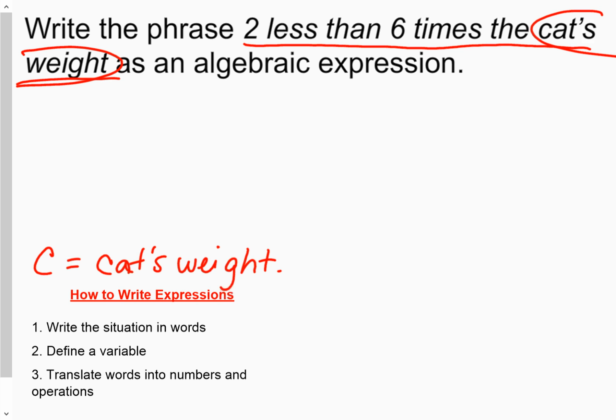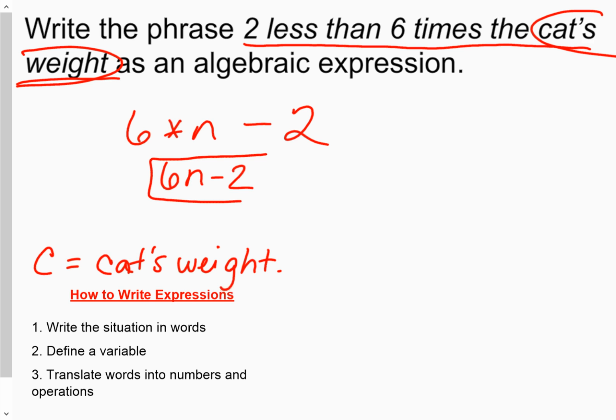All right, so what don't we know? The cat's weight. So now we have 2 less than, which means minus 2. And we know it's 6 times the cat's weight. So 6 times n. Again, we can simplify this because we don't need the multiplication symbol whenever we are multiplying a number times a letter. So 6n minus 2 is the final expression.